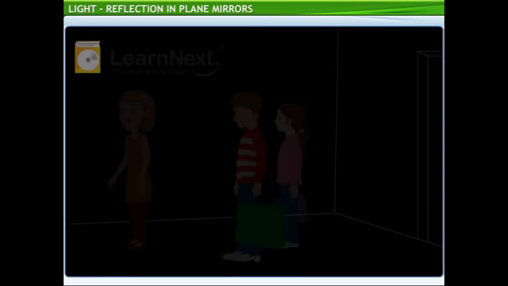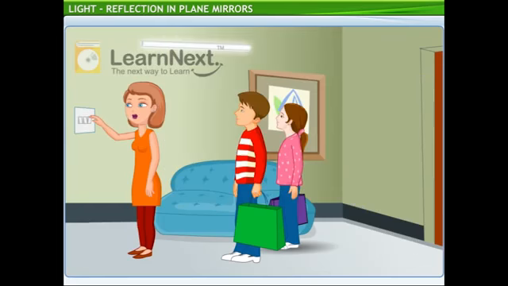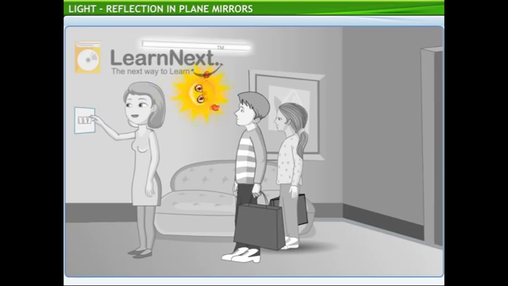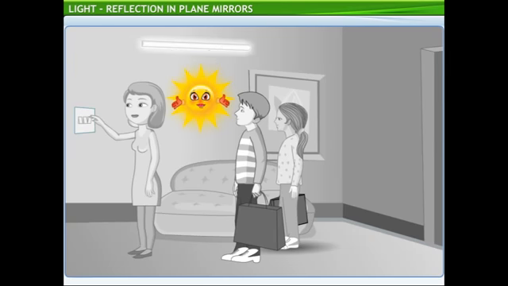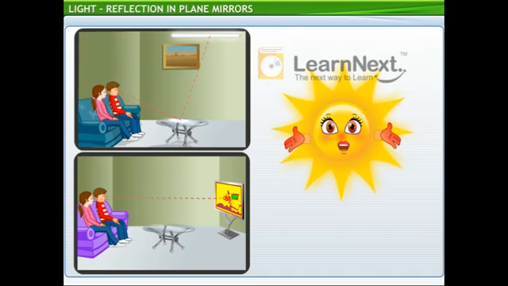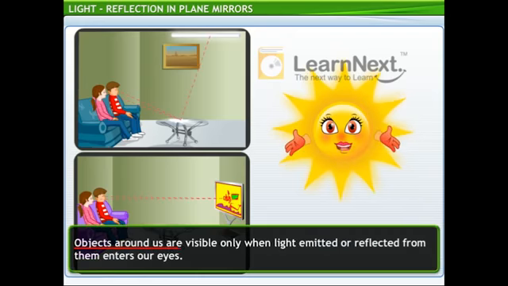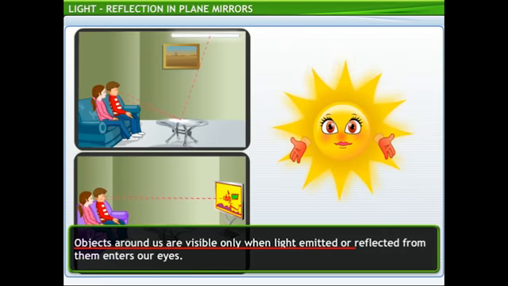It's so dark. I can't see anything. Here you go. Why do you think Tina couldn't see anything in the dark, even with her eyes open? Clearly, just the eyes are not enough to see. We can see only when light emitted by or reflected from an object enters our eyes.